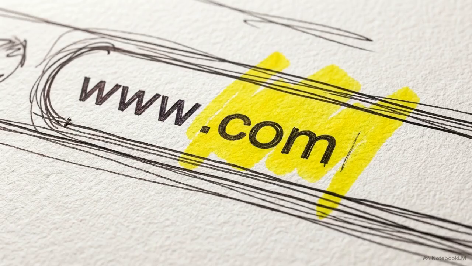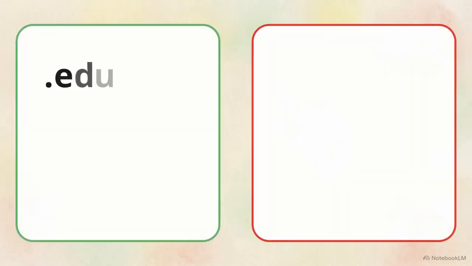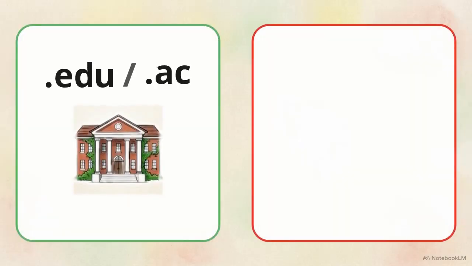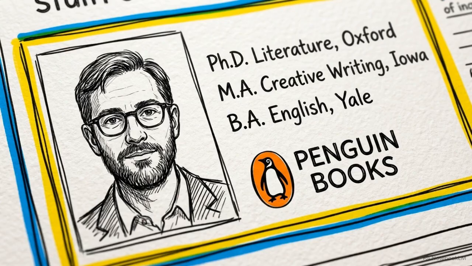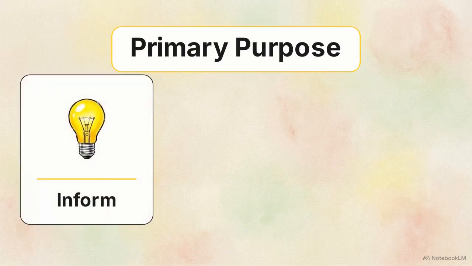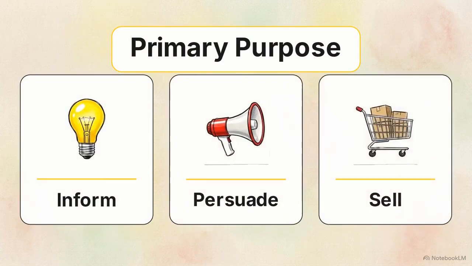Look straight at the URL. The extension tells you the environment. A .edu or .ac signifies an academic institution, whereas a .com signals a commercial enterprise driven by traffic and revenue. Next, check the author's credentials and the publishing body. You need to identify whether the site's primary purpose is to inform you, persuade you, or sell you a product.